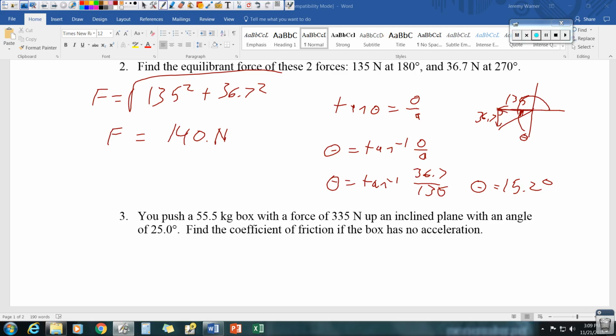But what we really want is the exact opposite angle of that, which, if you think about it, from this origin line is actually 15.2 degrees. So your final answer is just 140 newtons at 15.2 degrees, because this is actually the equilibrium force from our origin line, and that 15.2 degrees is the exact opposite 180. So it's almost like you add 180 and you subtract 180. You're kind of back where you started. Okay? Anyways, that's the final answer, 140 at 15.2.